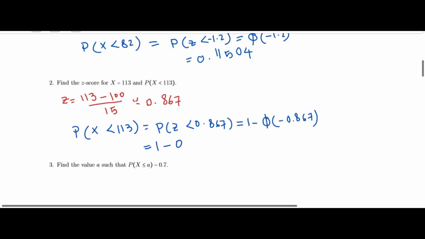1 minus 0.192, which is approximately 0.80785.